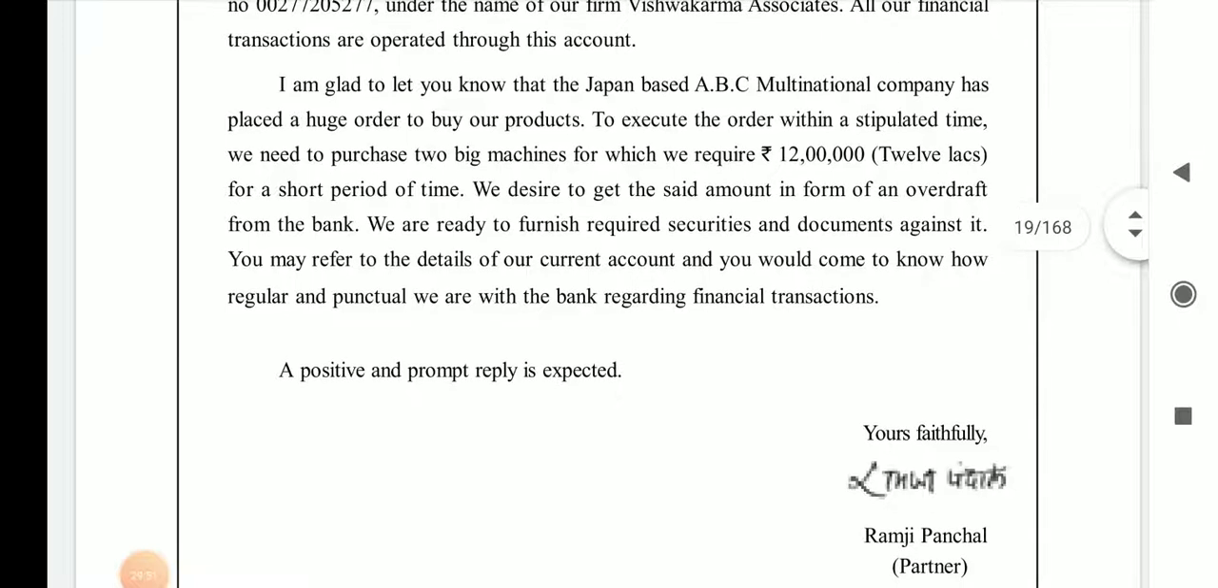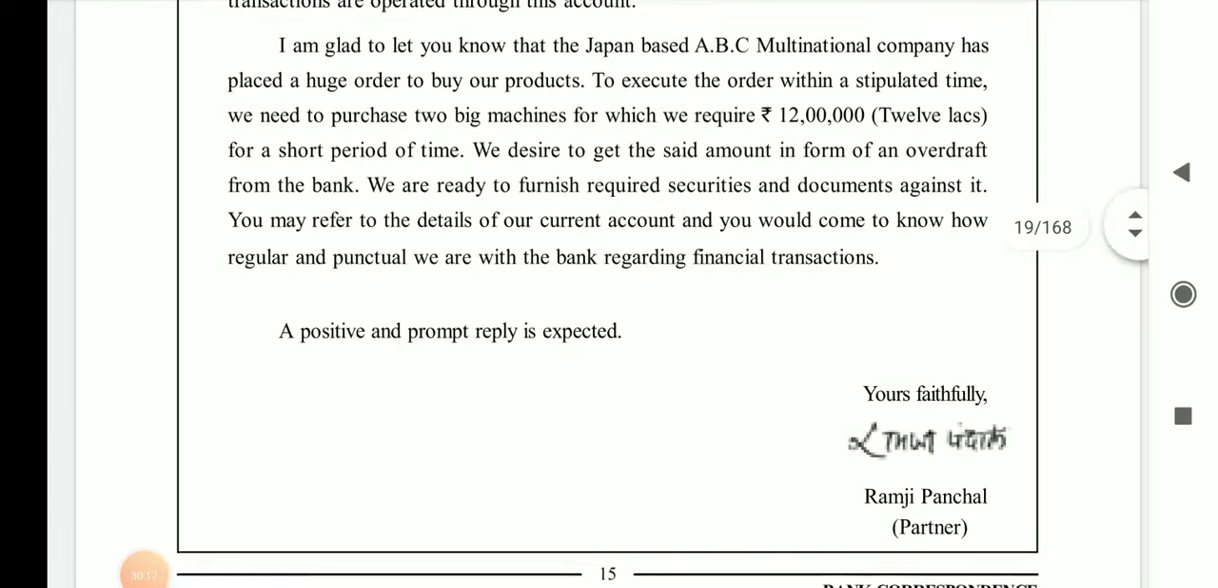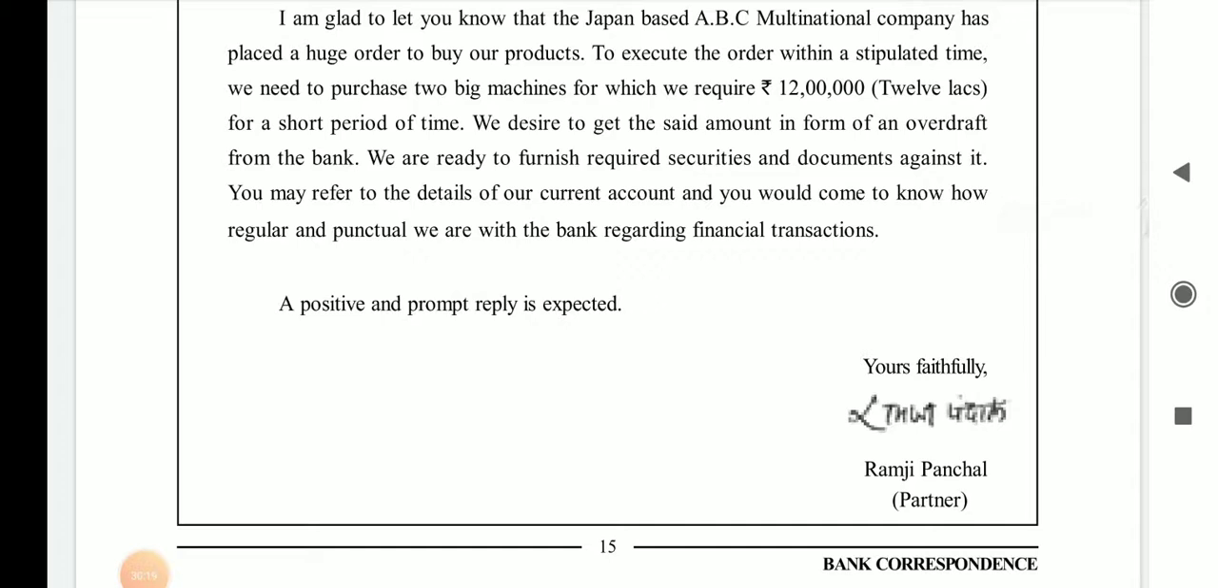I am glad to let you know that the Japan-based ABC multinational company has placed a huge order to buy our product. Here they are very glad to let the bank manager know that Japan's ABC multinational company wants to place a huge order with them. To execute the order within a stipulated time, we need to purchase two big machines for which we require 12 lakh rupees for a short period of time.